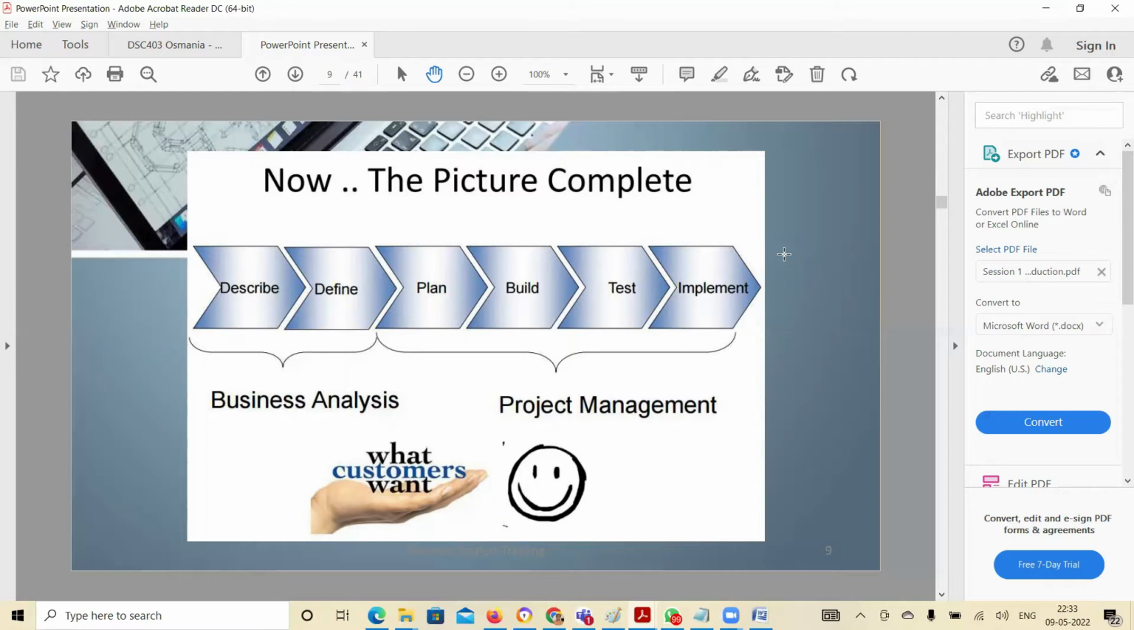Okay. So we're talking about describe. Describe is describing the current situation. Current situation means what is the problem that you are facing now. Oh, it's hot. I can't bear it. Then define what is the solution. The solution is, okay, we need to go to a cooler place.